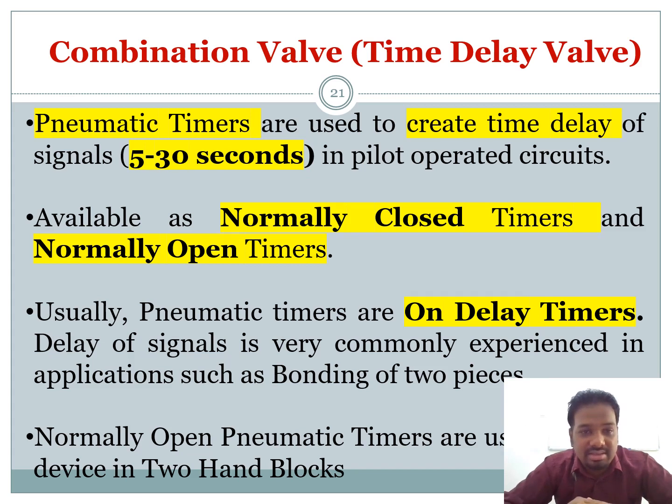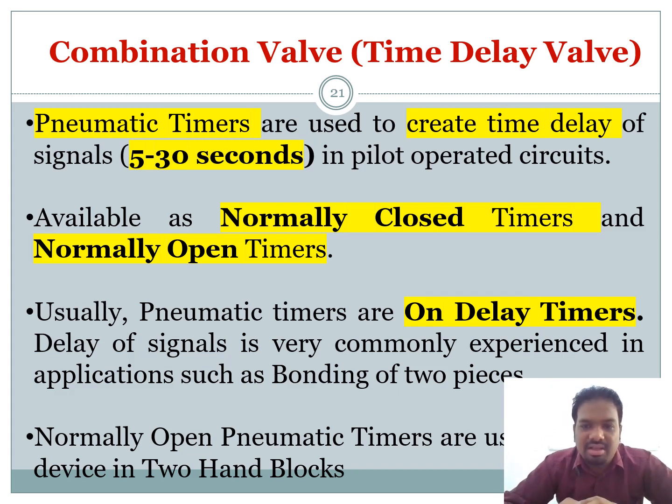We call it a pneumatic timer. It is available in normally closed or normally open condition. Normally closed means in the beginning it will be closed, then once the timer is activated, it will start to turn on the system. Normally open means always on, so once the timer is activated, it will turn off. So that's the difference.